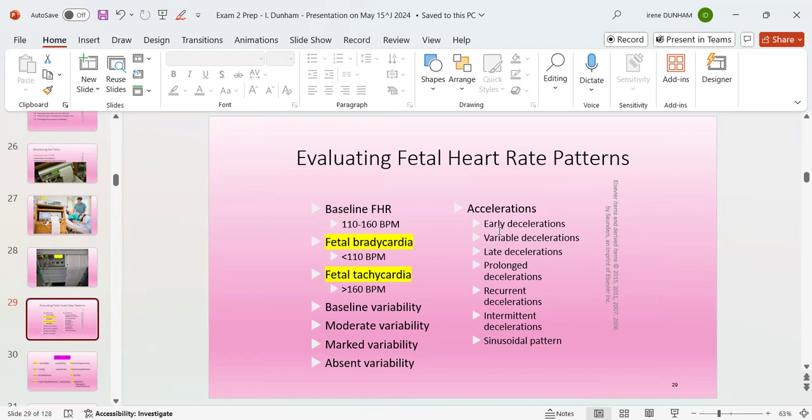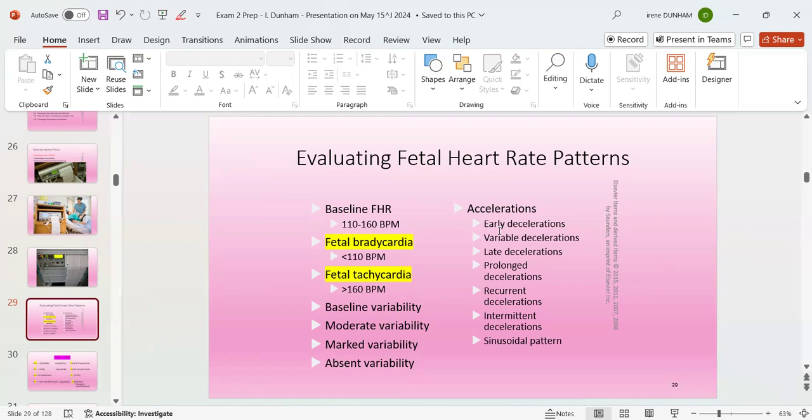Remember Veal Chop. So it's VE, right? So what causes early decelerations? Head compression. Good. Write that down. Okay. You might see that again.